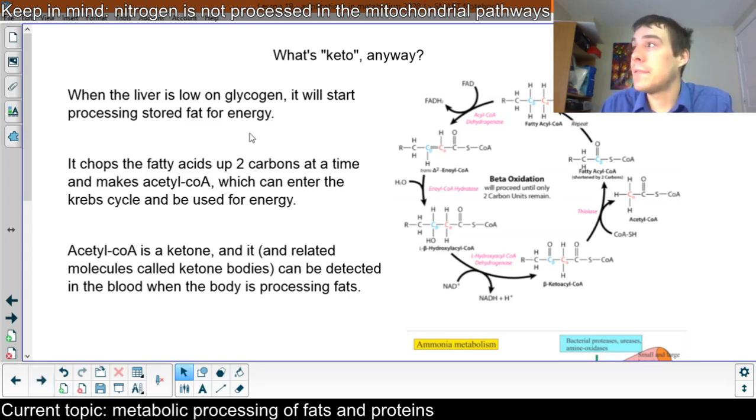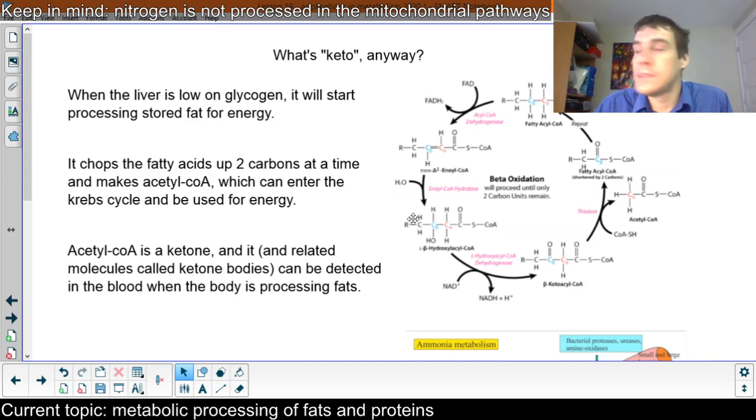starts processing fat for energy, and this is actually the process by which it does it. It's called beta oxidation. It happens in the liver cells. And what it's doing here, it's a cycle, kind of Krebs cycle-y, except it's like the reverse of the Krebs cycle. You see here that acetyl-CoA leaves the cycle instead of coming in. It leaves. This cycle produces acetyl-CoA. And the input is fatty acids.